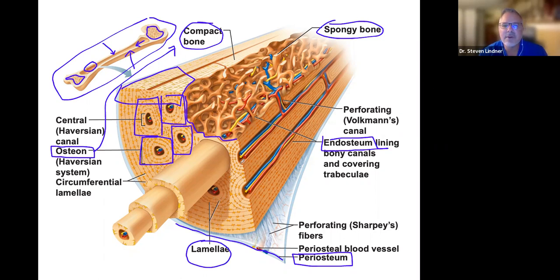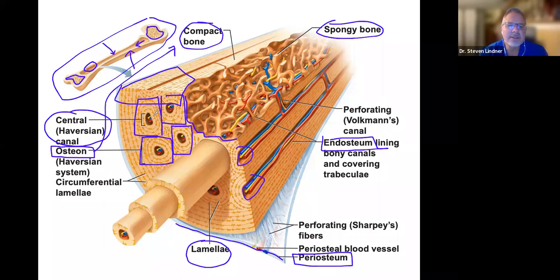And it's important to know that the bone is vascular. There are blood vessels that we see traveling through here. And the blood vessels go through what's called a Haversian canal or a central canal. That's where we have the arteries and the veins and lymphatics. Okay, so through the Haversian canal are blood vessels.